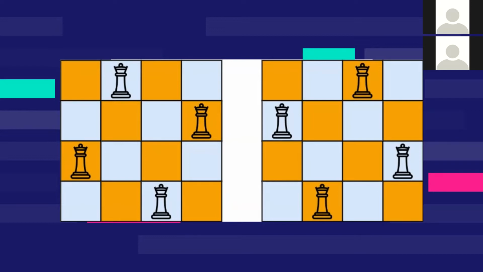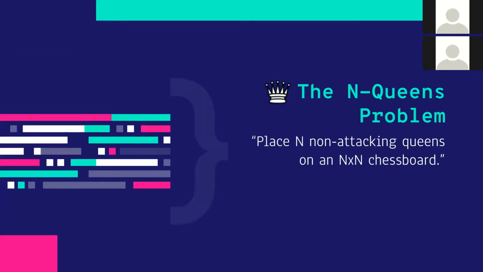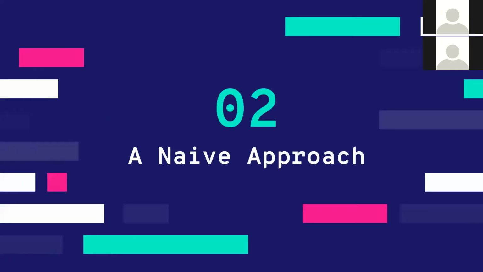So the problem is this: you are given a number that is n, and your task is to find a solution for placing n queens on an n cross n chessboard. So yeah, this is the problem description. Place n non-attacking queens on an n cross n chessboard. So what would be the naive approach? What would be a very simple approach, something that a small child might think of?